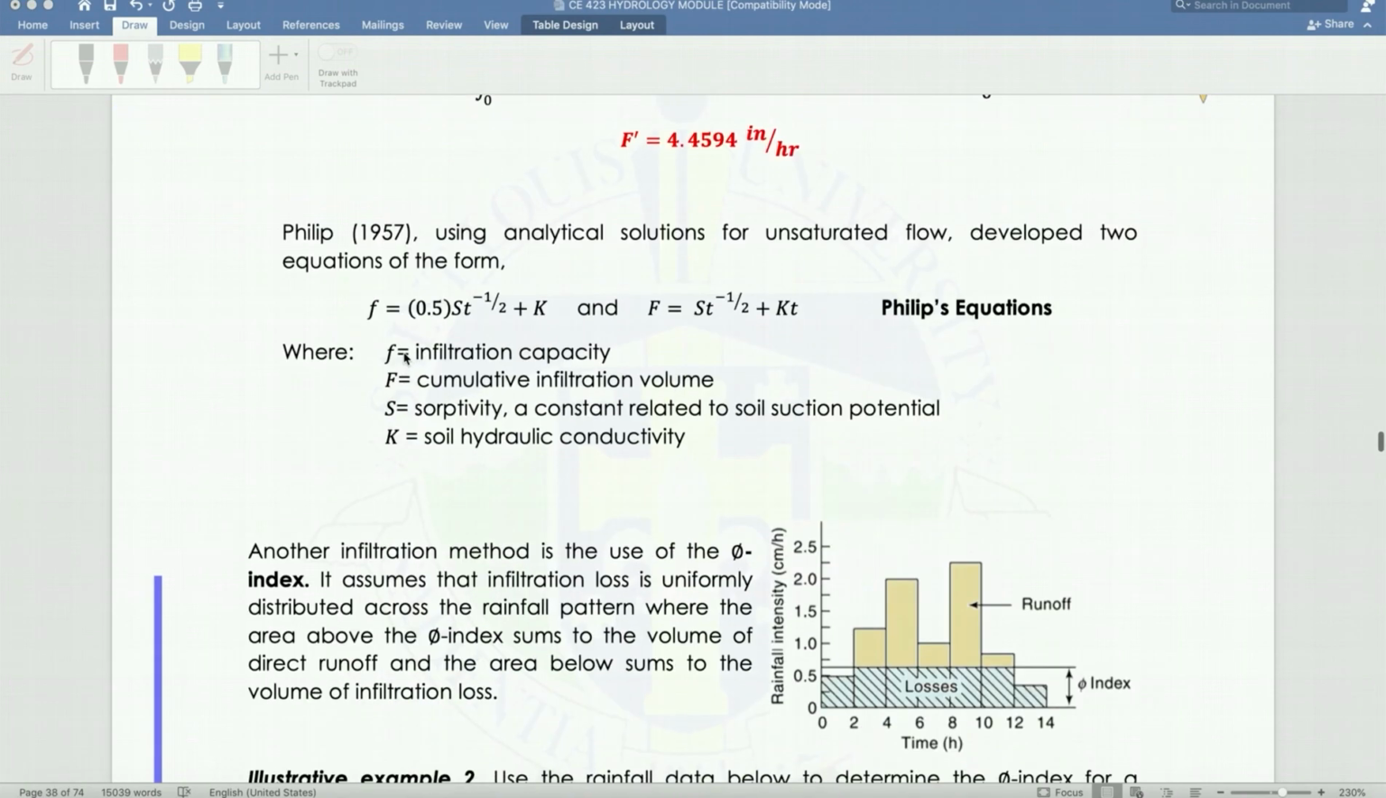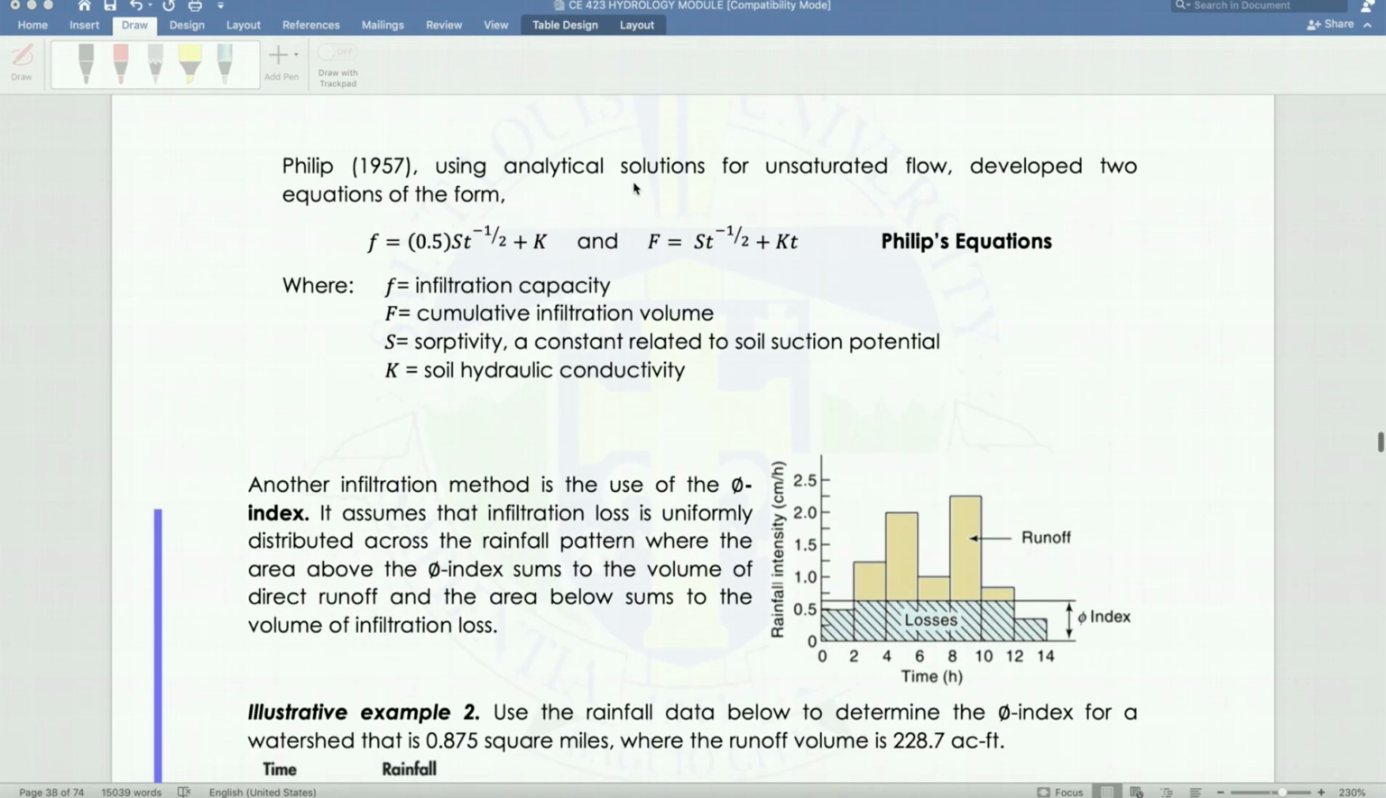So in 1957, using an analytical solution for unsaturated flow, I repeat, it is for unsaturated flow, Phillips developed two equations of the system. So using the analytic solution, he was able to come up with two solutions. So f is equivalent to 0.5 S times t raised to negative 1/2 plus K. And F is equivalent to S times t raised to 1/2 plus K times t.